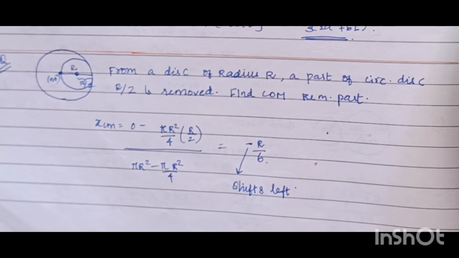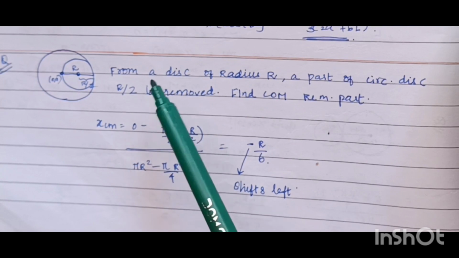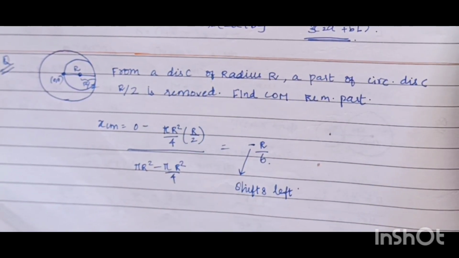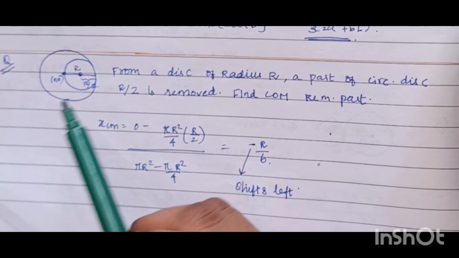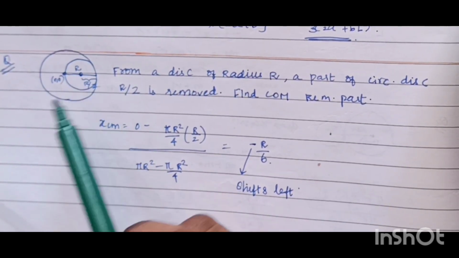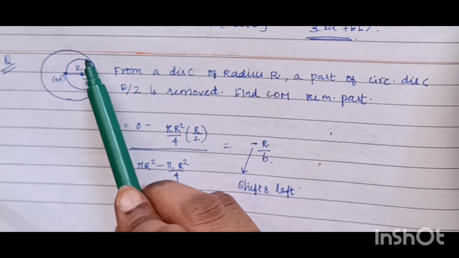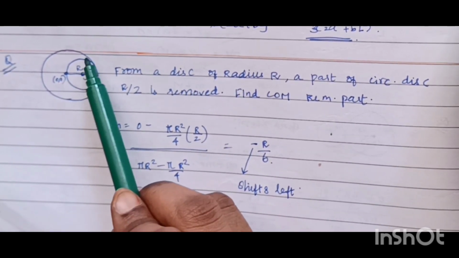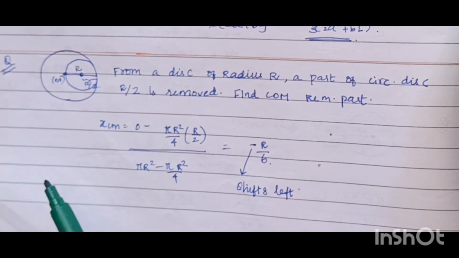Please see this question. This is a different model. From a disk of radius r, a part of circular disk r by 2 is removed. Find the center of mass of the remaining part. Here there is a big disk of radius capital R, and inside this big disk, to the side on the right, a disk of radius r by 2 is removed. I have to find the center of mass of the remaining part.